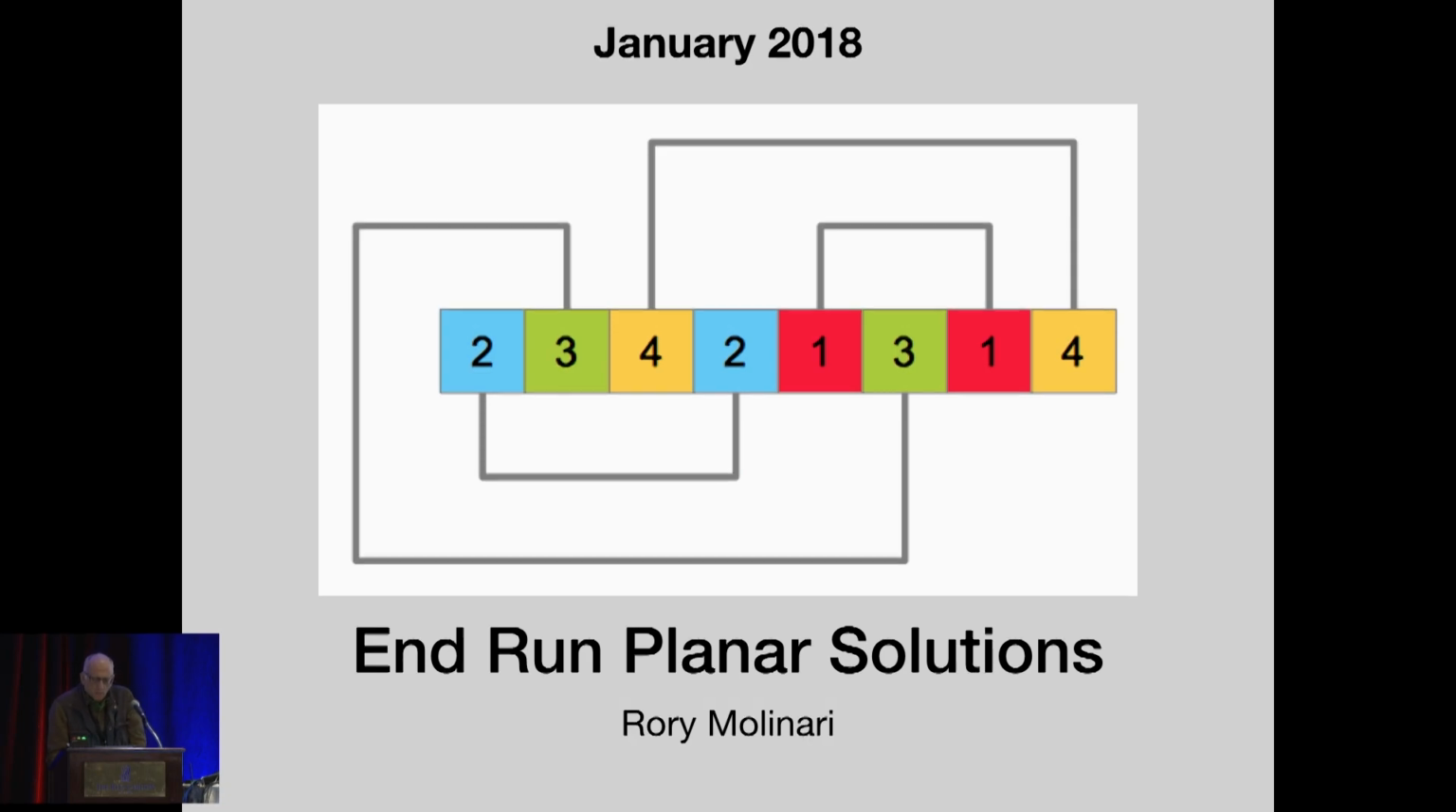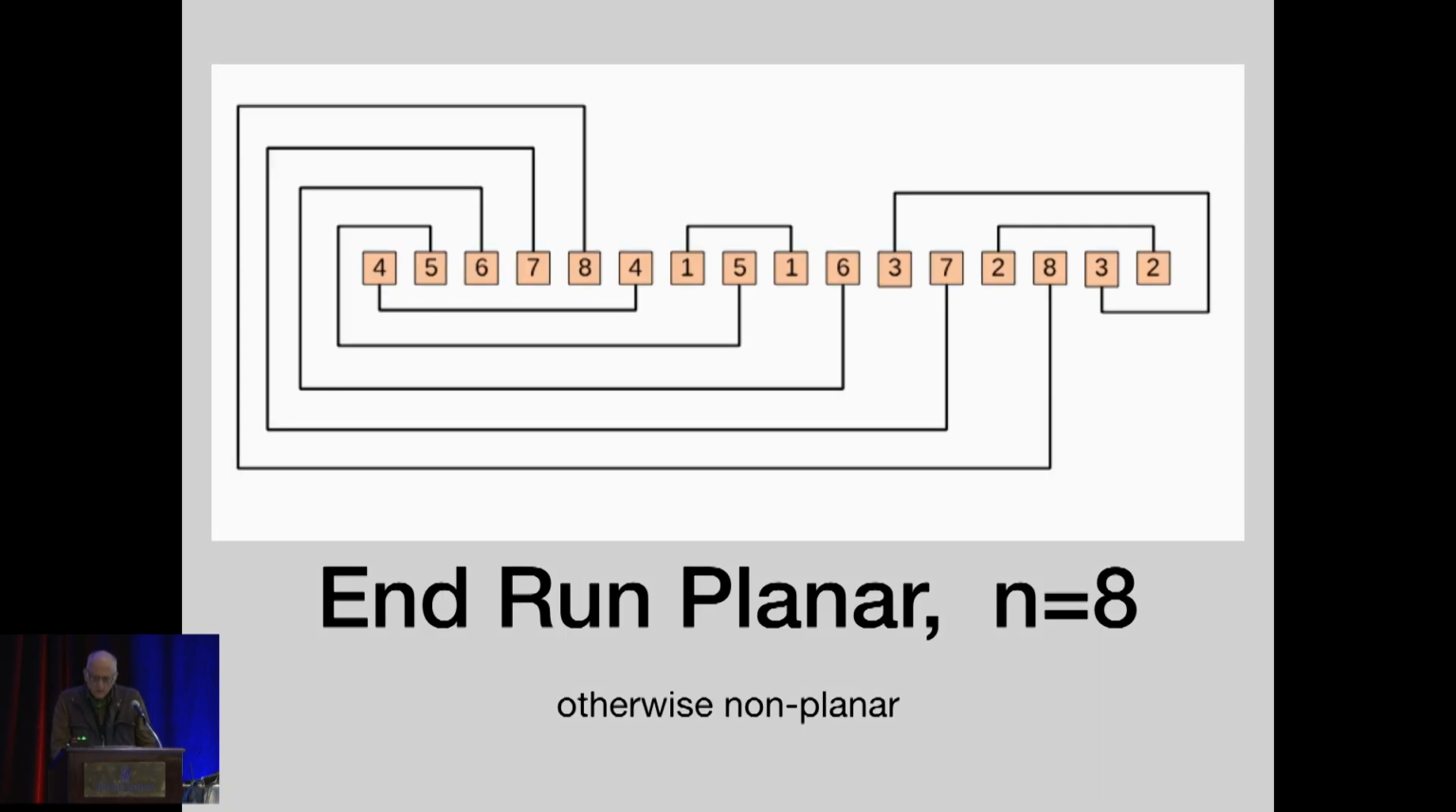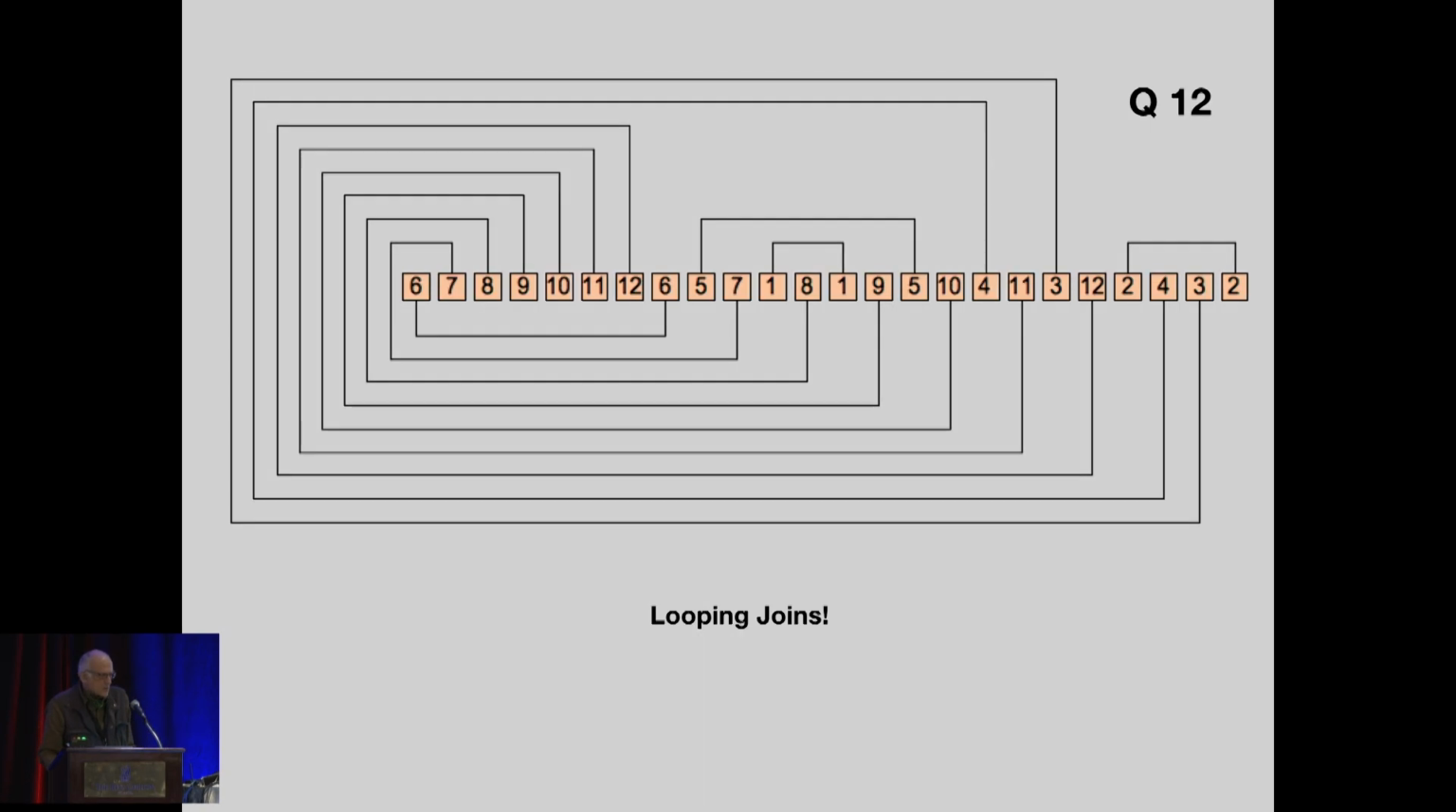Okay, moving on. Molinari also investigated the concept of end-run planar solutions. Solutions like 4 here can be considered planar if the lines are allowed to do an end run. Molinari coined the term end run and offered a theorem about looping joins. Look at those looping joins. By the way, end runs are not additional solutions to Langford's problem. They're just additional planar solutions.